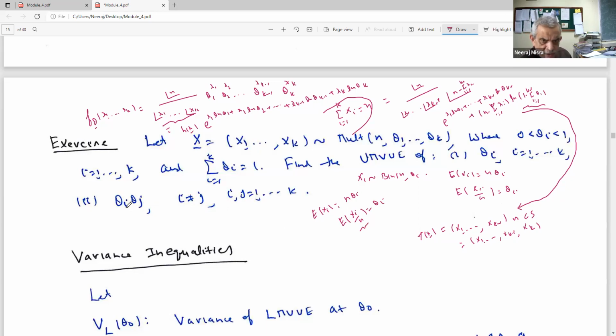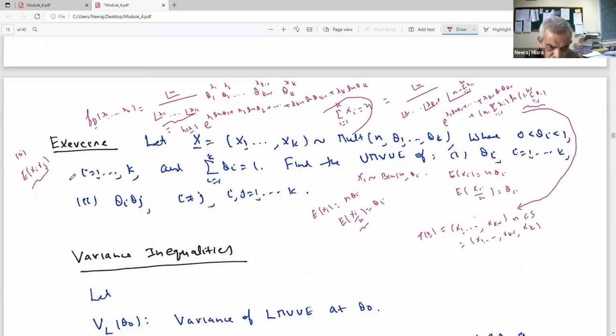Can anyone give me a hint how to find the UMVU of theta i theta j? So it looks like I should consider xi into xj, the expected value of xi xj. That should be some constant times theta i theta j, because xi corresponds to theta i and xj corresponds to theta j. That is what my intuition suggests, but I want to verify it. So how do we calculate the expected value of xi xj for i not equal to j?